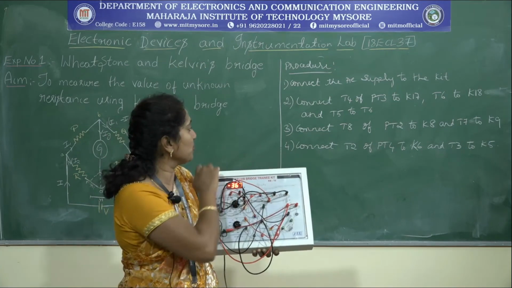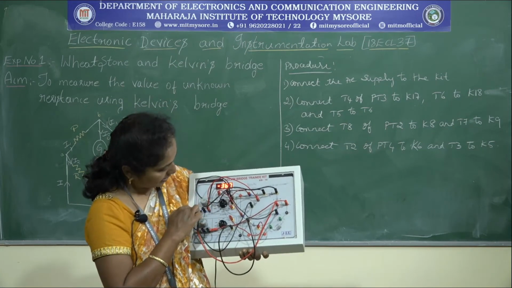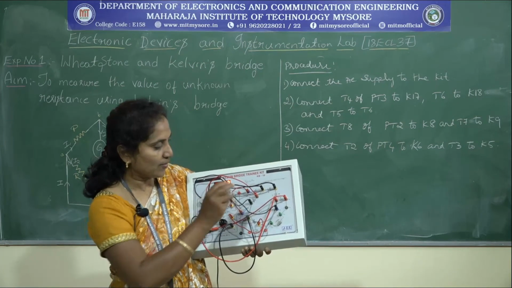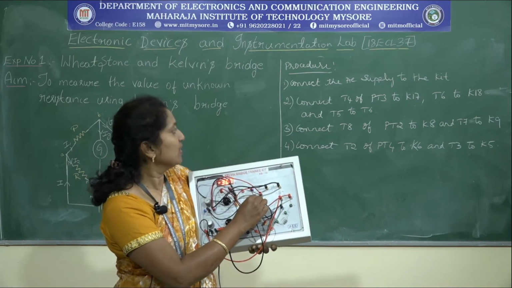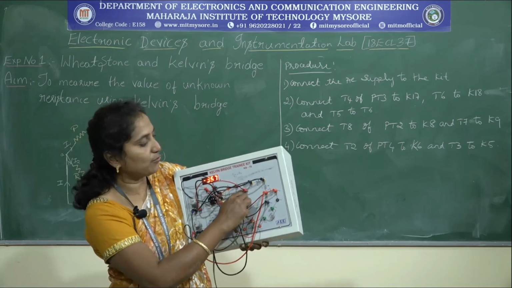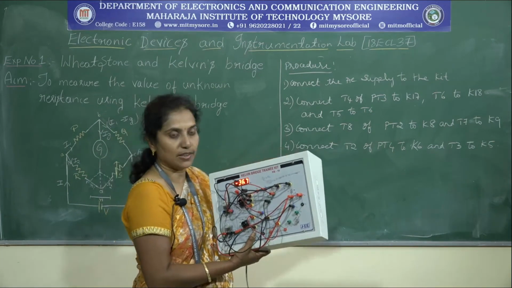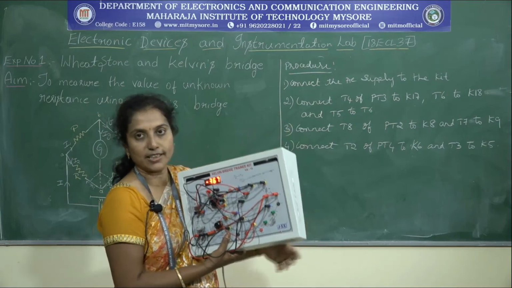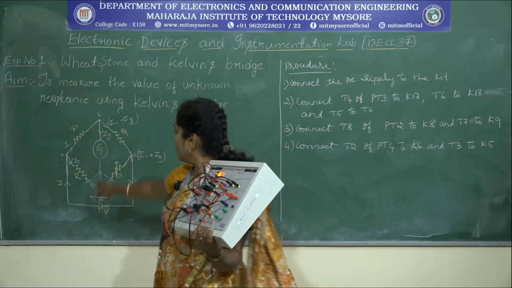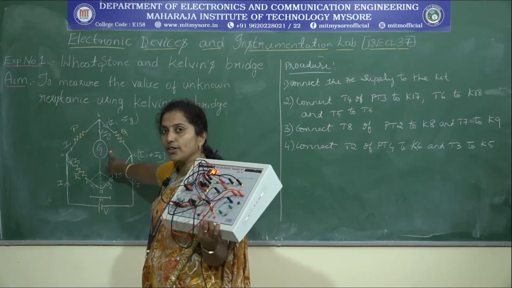So at the same time, the fourth one is T2 to K6. T2 is here, T2 to K6, and T3 to K5, T3 to K5. So in this way, the procedure is given, and you have to connect accordingly. After that, finally you should check whether the galvanometer is showing 0 or not.